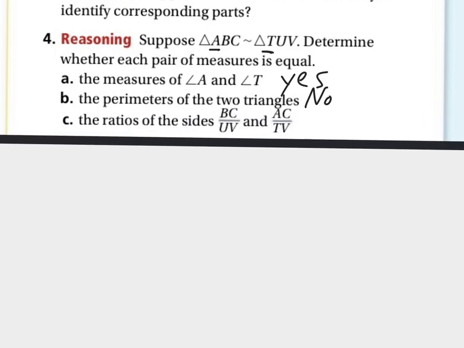And then these ratios of sides. BC to UV, second and third, and AC, first and third, over TV, first and third. And also notice this was from the one on the left, this was from the one on the right, this was from the one on the left, this was from the one on the right. So that works. Those ratios would be equivalent. So this gives you an idea of how to work with proportions and similar figures.